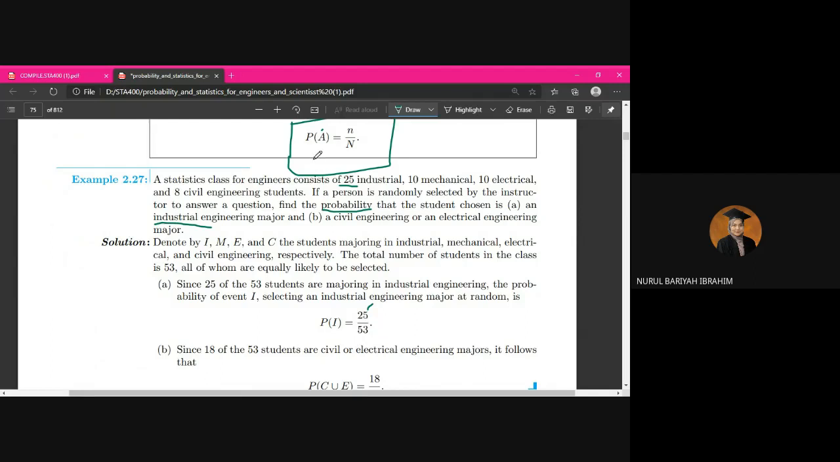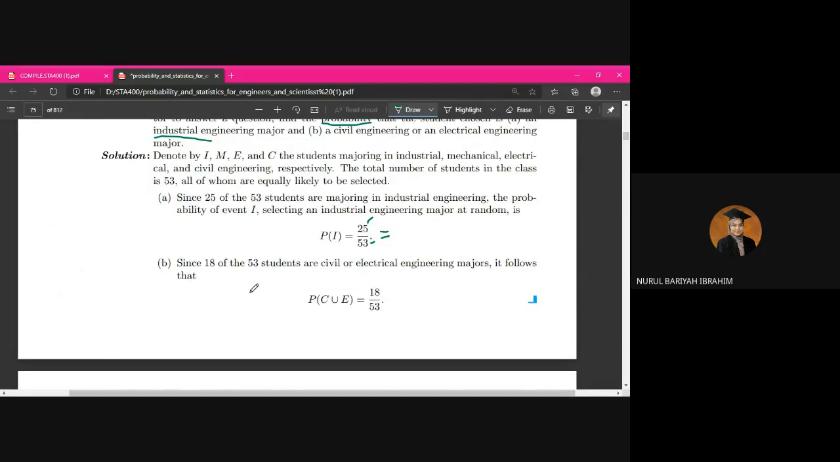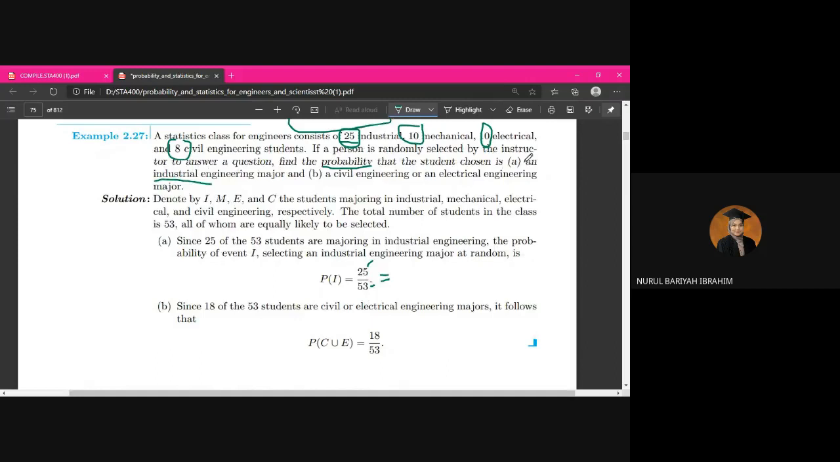number of outcomes in sample space, semua sekali, so we need to add up all this number of students, 25 plus 10 plus 10 plus 8, it will be 53. So whether you put in the reciprocal fraction pun boleh ataupun you tukar ke dalam bentuk decimal places, the answer will be 0.4717. Okay, so tengok nilai probability-nya is less than 1.